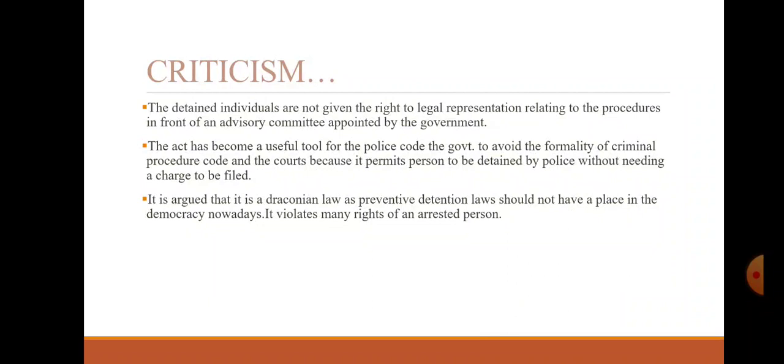And lastly, we can say that it is a draconian law, as preventive detention laws should not have a place in a democracy nowadays. It violates many rights of an arrested person.